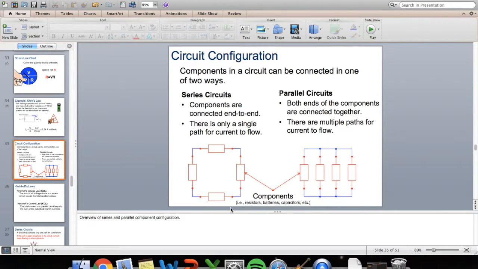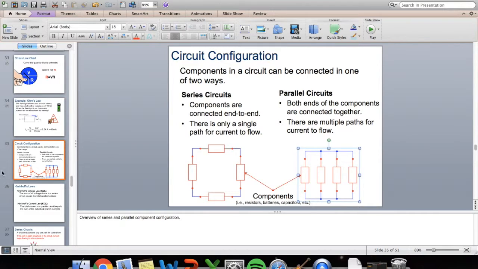So if these were really expensive Christmas lights, maybe they would have wired them up in parallel so that one bulb would have no effect on the rest of the system, or wouldn't have a detrimental effect on the rest of the system. Anyways, okay, so those are the two ways, either one single path or multiple paths.